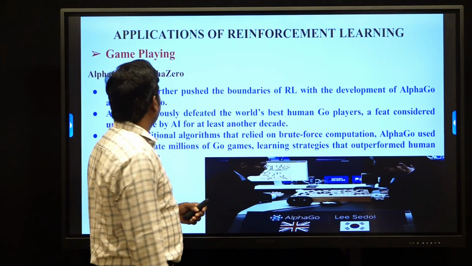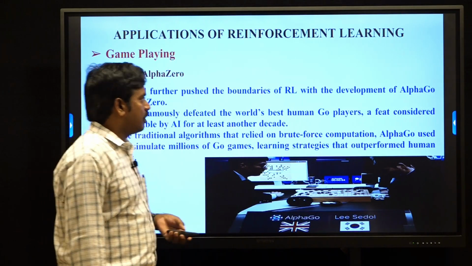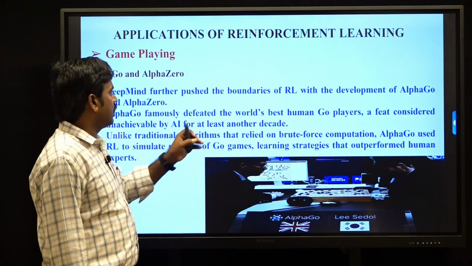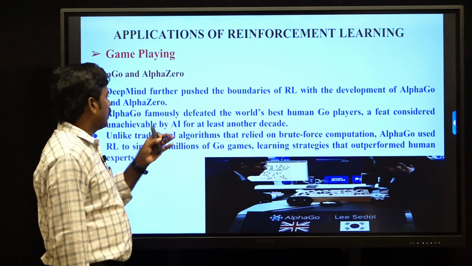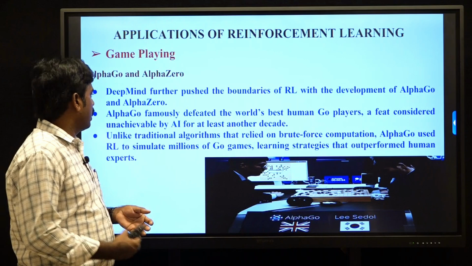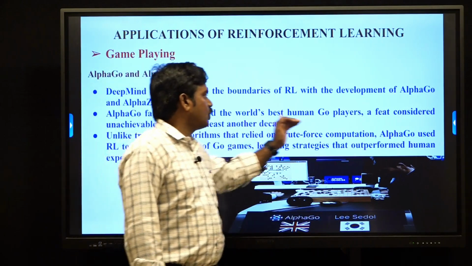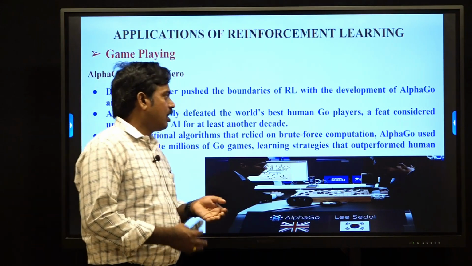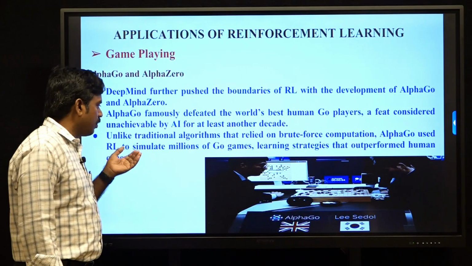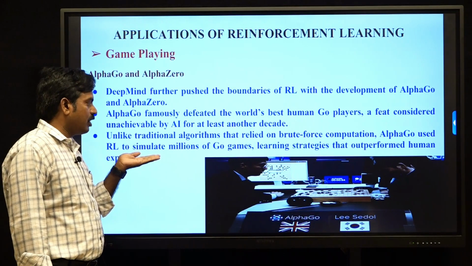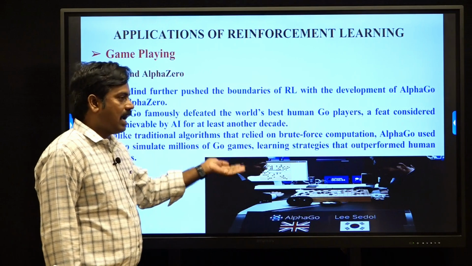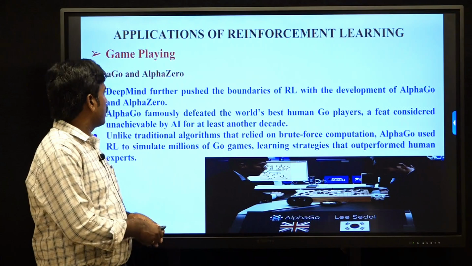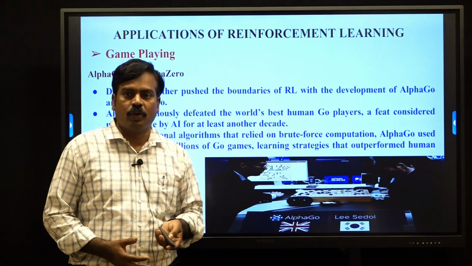One more reinforcement learning application is AlphaGo and AlphaZero. These are reinforcement learning tools. AlphaGo defeated the world's best human Go players. Using reinforcement learning, it creates simulated environments, millions of simulated Go games, learns strategies from them, and it defeated the experts. So we use reinforcement learning in video games.